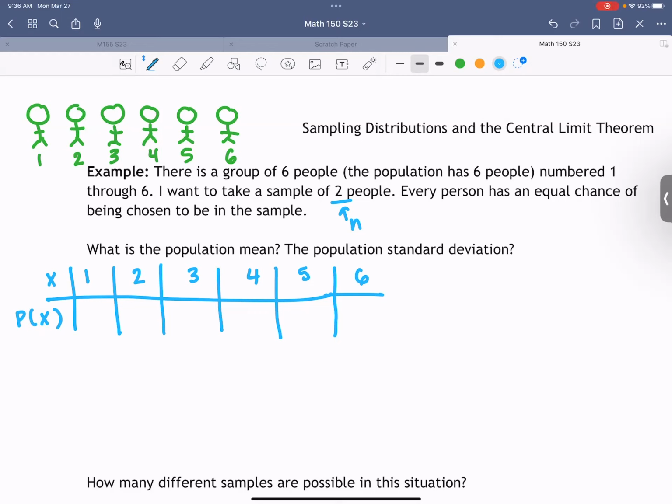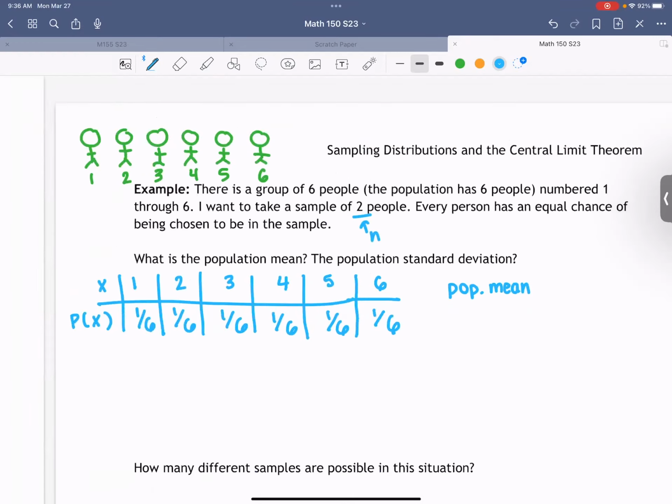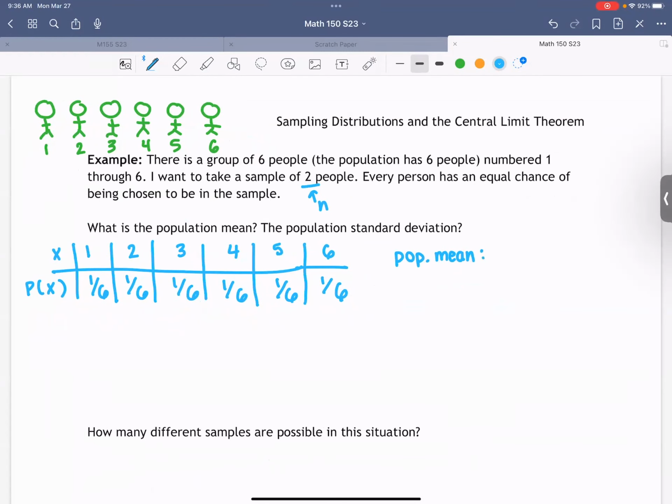1 out of 6, right? Because there are 6 people, and they have an equal chance of being chosen. So the probability of choosing them has to be 1/6 for every single one of these people. This is my creation of the probabilities of each of these people. If I wanted to find the population mean, let's go ahead and do that. The population mean. Well, we have some symbols to use. I know that the population mean is mu, right? Does anyone remember how to find the mean of a probability distribution?